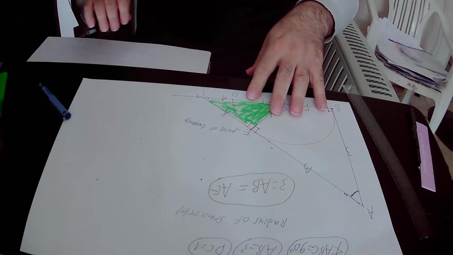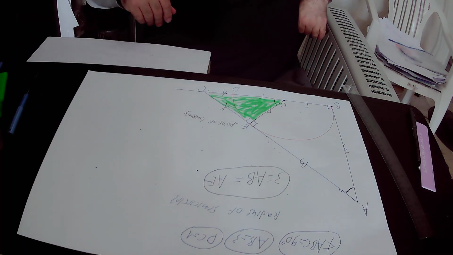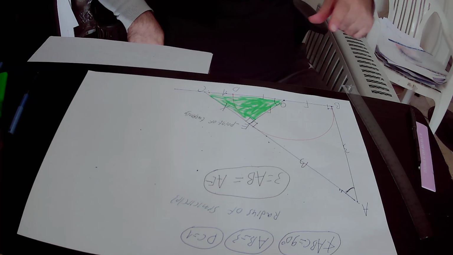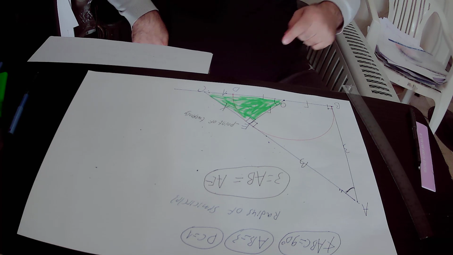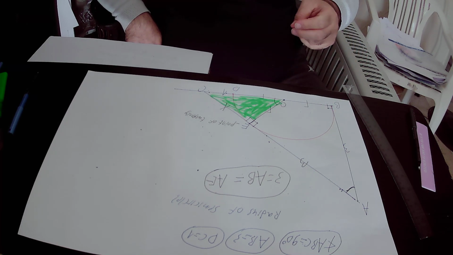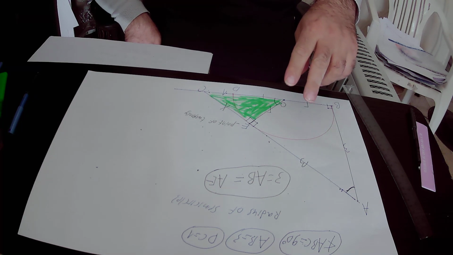We have triangle ABC. We know that AB equals 3 units, angle ABC is 90 degrees, side DC is 1 unit, and we want to find out the radius of this semicircle.